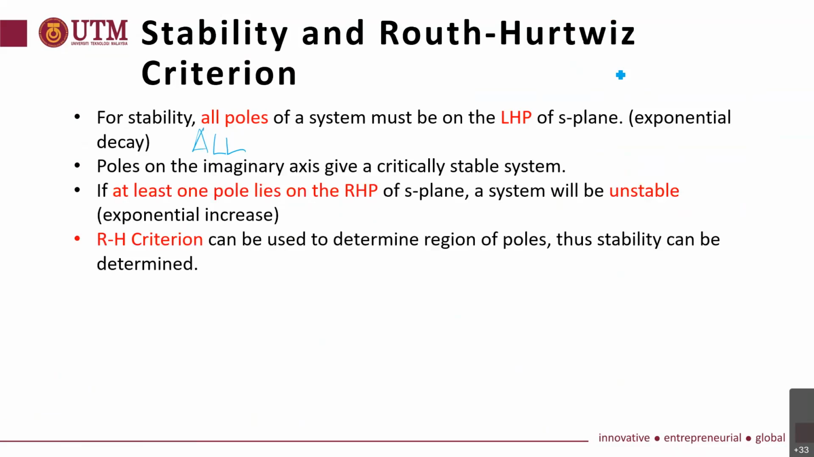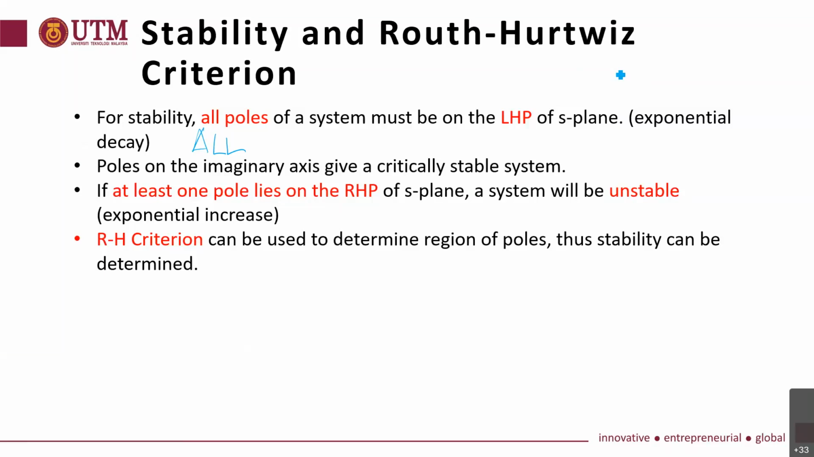And one technique to determine the stability is Routh-Hurwitz criteria. I hope you are already familiar with Routh-Hurwitz criteria. Routh-Hurwitz criteria consists of a table, and you have to interpret the table, and you can determine the region of the poles, either on the left, on the right, or on the imaginary axis. Therefore, we can make a conclusion on the stability of the system.